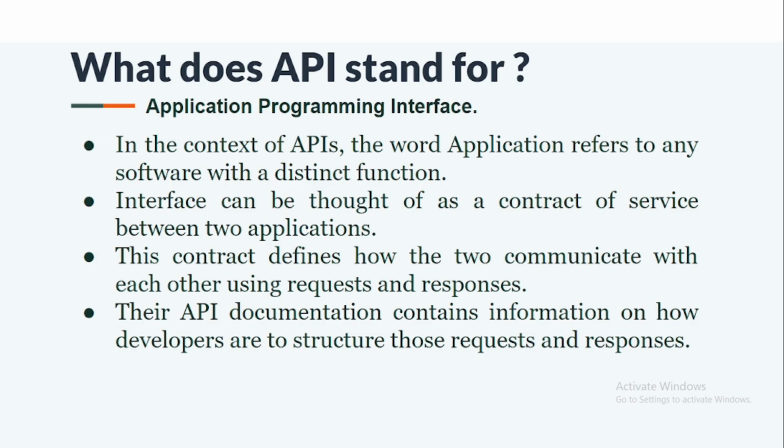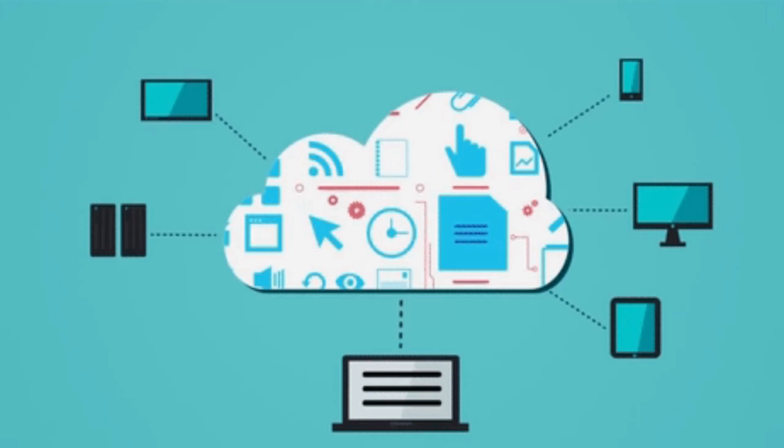Let's try to understand what API stands for. API stands for application programming interface. In the context of API, the word application refers to any software with a distinct function. So API gives the interface where a client and server can communicate, with a standard protocol. The interface can be thought of as a contract of service between the two applications. That means they have a specific contract to communicate between the two software. This contract defines how the two communicate with each other using requests and responses.